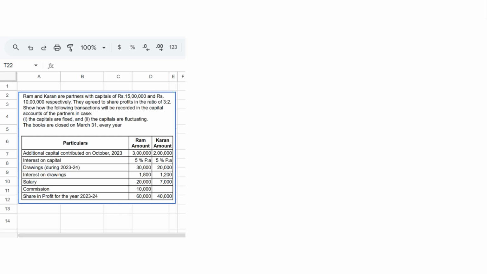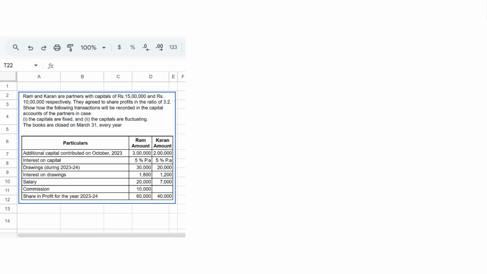Fixed capital method. In this method, capital remains constant. So capital account only has opening plus additional capital, and the current account has all the adjustments. So the final capital is Ram 18 lakh rupees and Karan 12 lakh rupees, and all other items go to the current account. And fluctuating capital method. In this method, everything goes into one account, no separate current account. We add interest on capital, salary, commission, profit, and deduct drawings and interest on drawings.